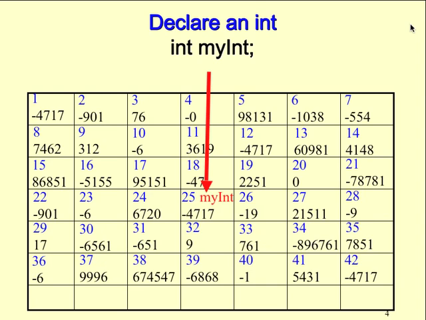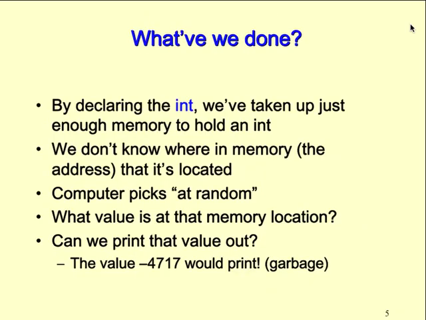So when we declare an integer, here's my int. We come out, and it chose space number 25. And it put the value. In fact, if you declare integer myInt and you don't give it a value, it's going to take whatever used to be there, which is -4717. Where that came from, I have no idea. It's garbage. It was sitting out there on the computer. The last person who used that memory address had that value there.